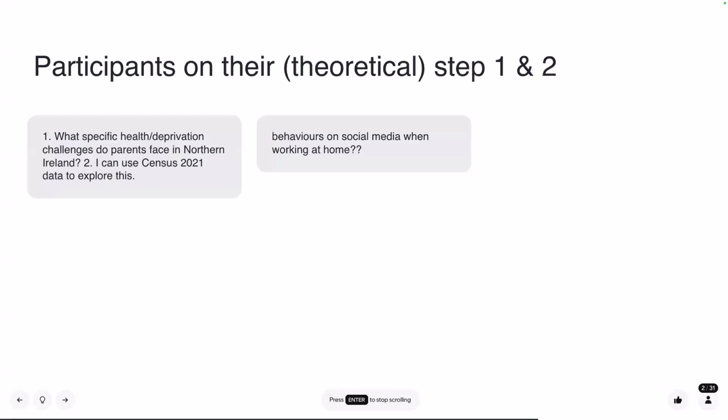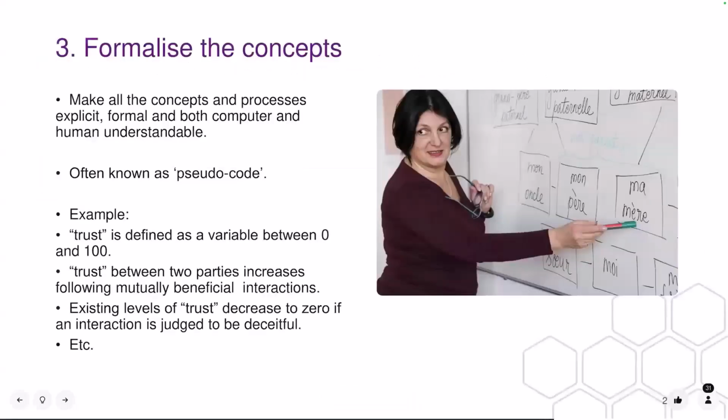Okay, so let's move on now. So for step 3, what you're going to need to do is formalize your concepts. And what I mean by this is you'll want to make all the concepts and processes explicit, formal, and both computer and human understandable. So this is often known as pseudocode in the coding world, but you don't need to know how to write code. You just need to start understanding how to formalize things so that a computer could understand it.